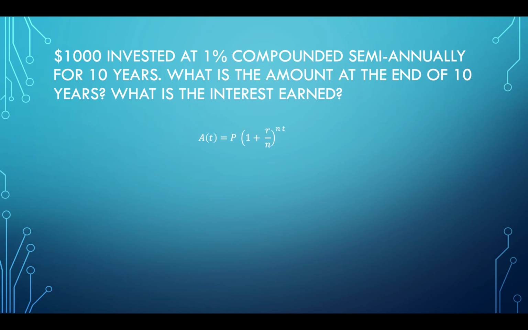As always, when you see compounding, we're going to use this formula for compound interest. And we know our P, our principal, that's the initial amount we have, is 1,000. Our rate is 1%. So our rate as a decimal is 0.01. Our number of compounds is 2 because it's compounded semi-annually. Our time is 10 because it's compounded semi-annually for 10 years.